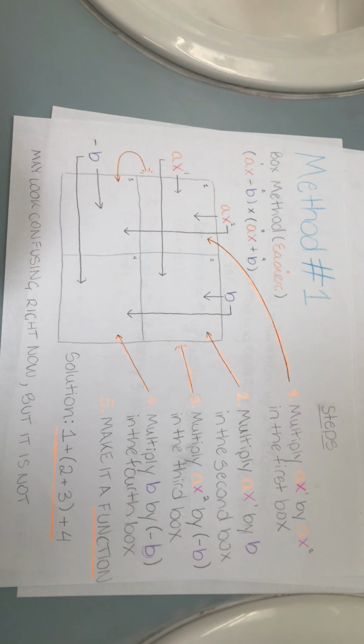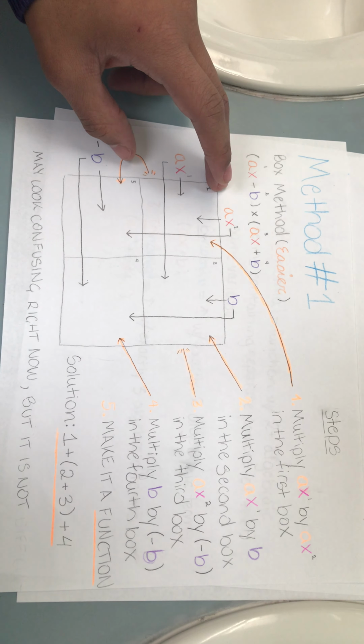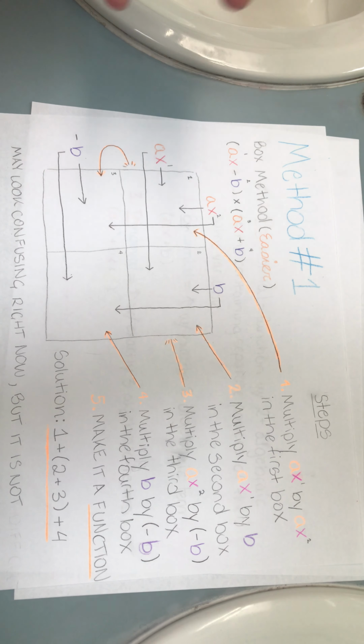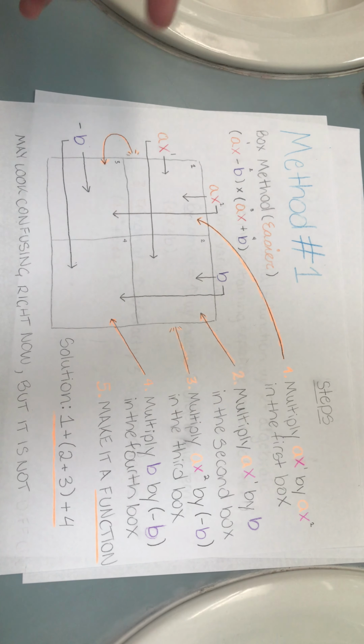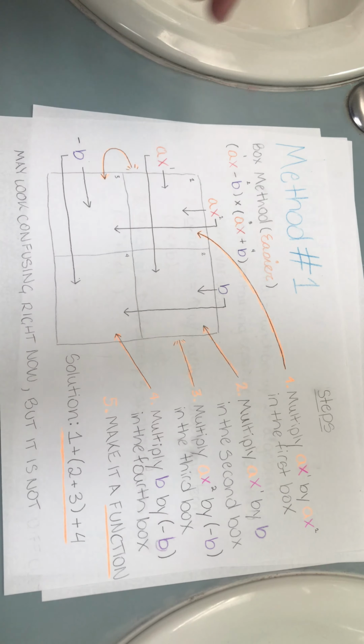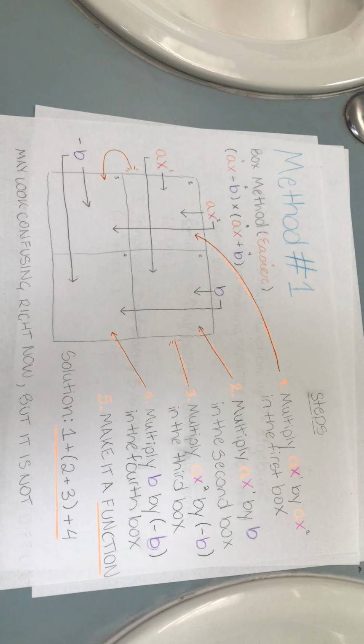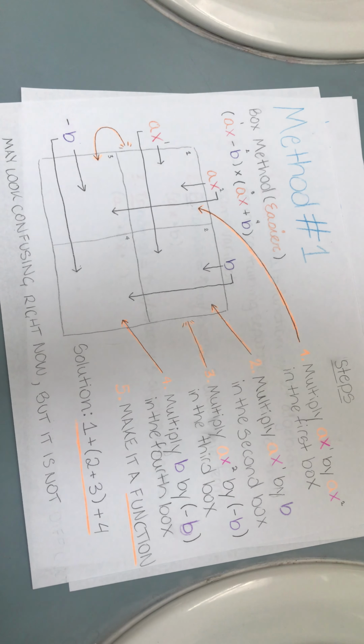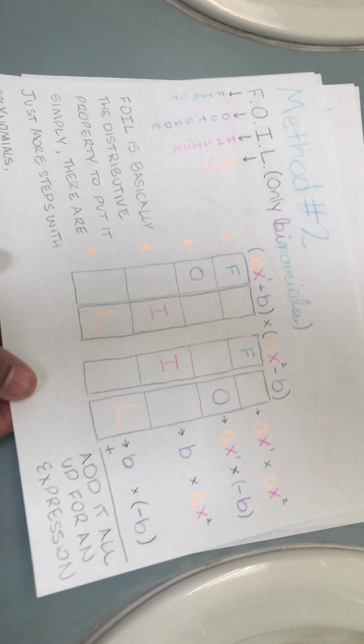Your solution is going to be box 1 plus, in parentheses, box 2 plus box 3, because they're going to end up being the same kind of algebraic term, so you can combine like terms. And then plus box 4 in the end. It may look confusing right now, but once you do it, it's a lot simpler. But our second method is FOIL.